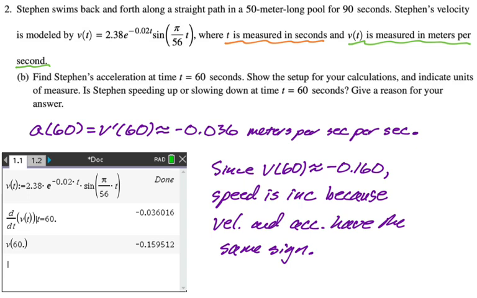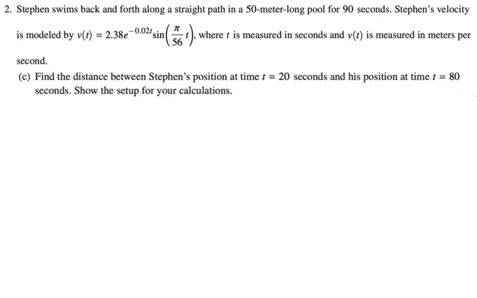All right, let's take a look at part C. Find the distance between Steven's position at time 20 and his position at time 80. Show the setup for your calculation. I think I maybe overthought this. We're looking for the distance between them, not the distance traveled. We're basically looking for displacement, but we want the absolute value of displacement. I read this and thought this has got to be the absolute value of displacement. I think it would be fair to have to consider that.